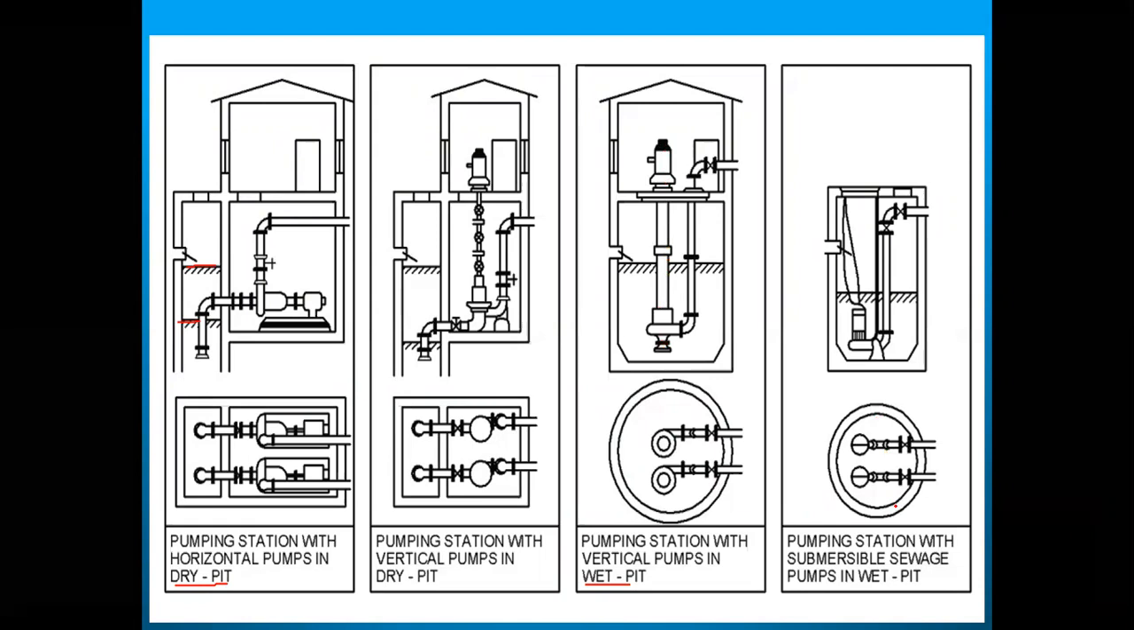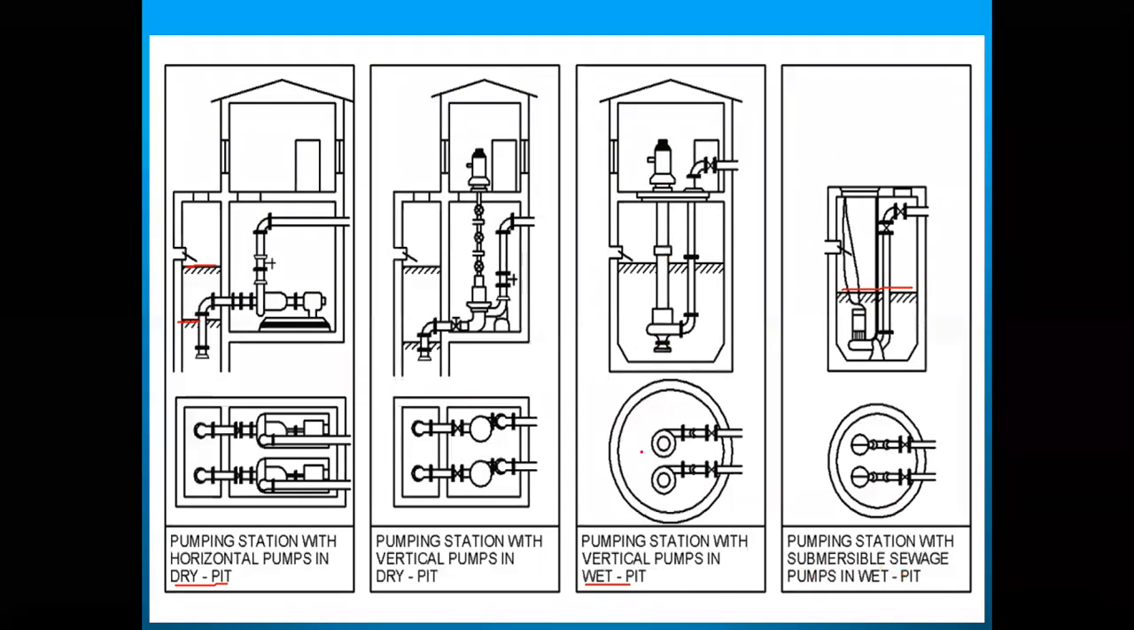Next thing is the pumping system with submersible sewage pumps in a wet system. Here you have a submersible pump which is placed inside the ground. So this is the ground. The submersible pump is placed inside the ground. That's why it is called submersible pumps in a wet system.